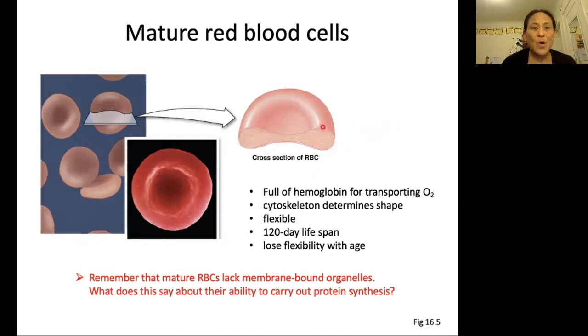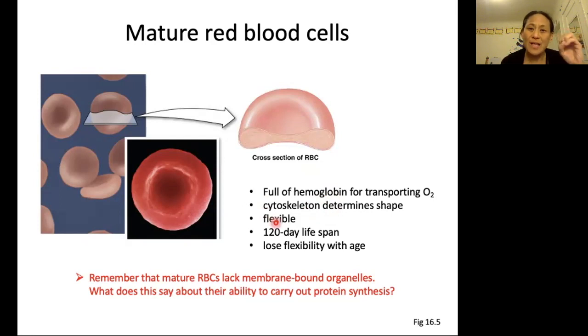Red blood cells have this characteristic shape, this kind of flattened, sandwichy donut kind of shape. I don't know what you call it, but I'm sure you all have seen this before. That shape is held that way by the cytoskeleton. Red blood cells are flexible, so they can change shape pretty easily, and that's very important for them because they have to squeeze through the capillaries.